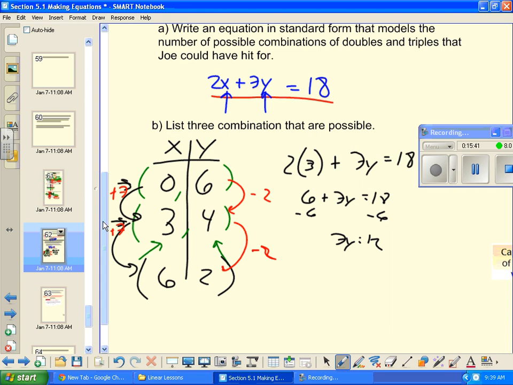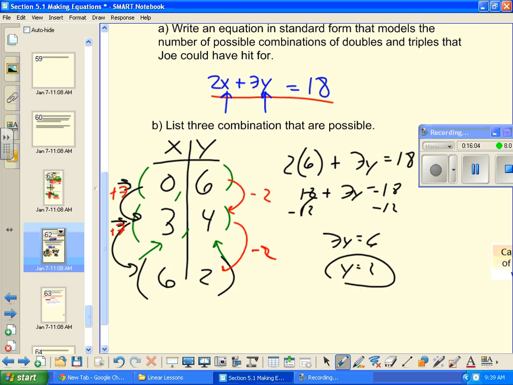So let's try this one out. Coming back up here to the top and plugging this number in. What if I try 6? 6 doubles, what happens? Well, 2 times 6 would be 12. And then subtract 12 from both sides. 3y equals 6. Divide both sides by 3. Y equals, what do you know, 2. So that does work. That's a combination that would also get me to 18 bases.